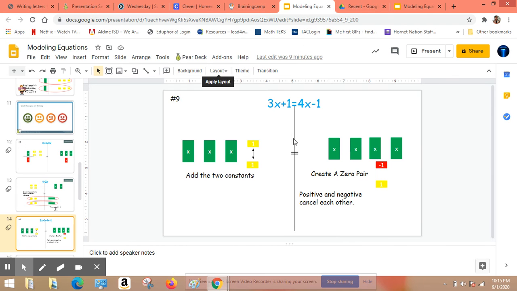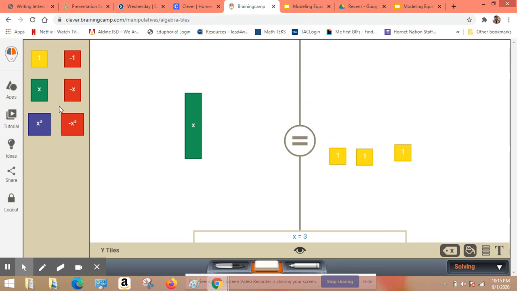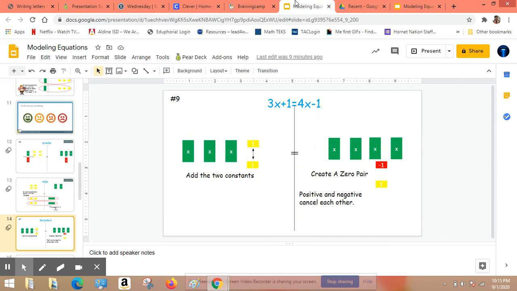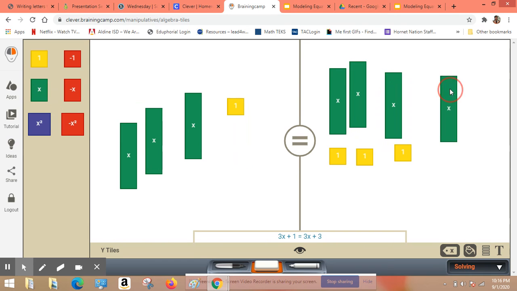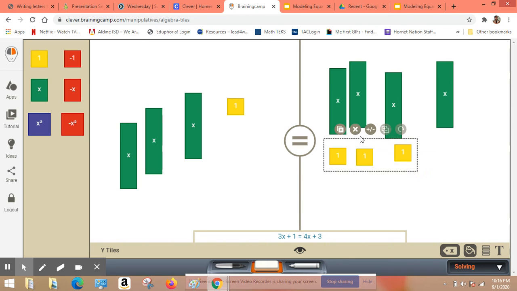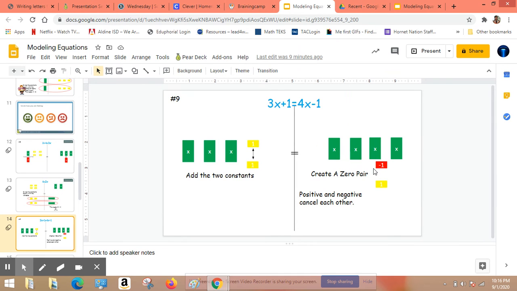So I have 3x plus 1 equals 4x minus 1. Let's see, I need to highlight these, delete. Minus 1 is red.